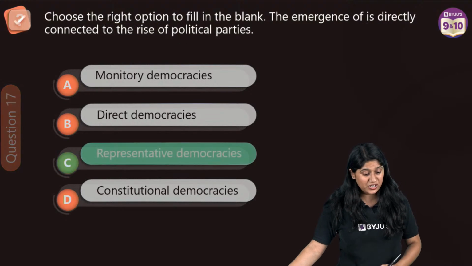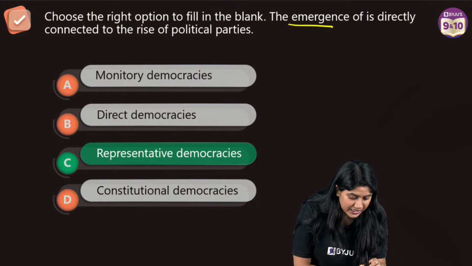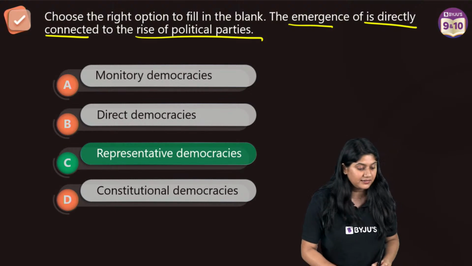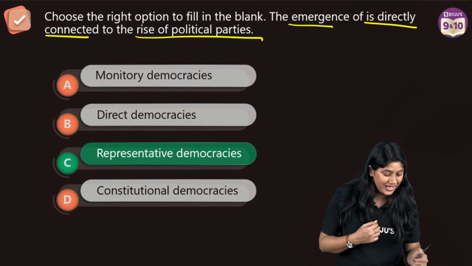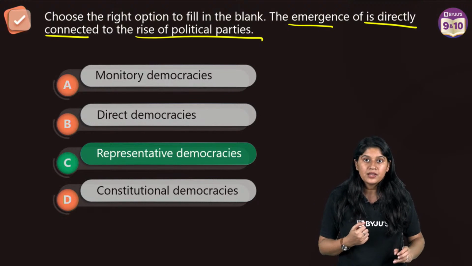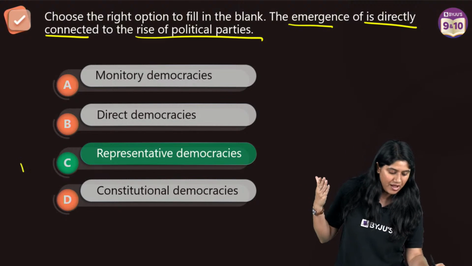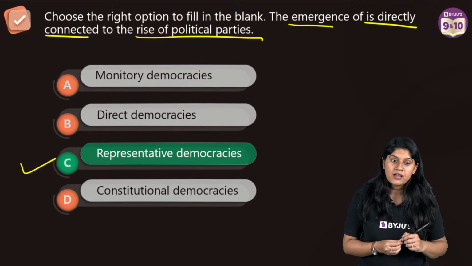Yes, I can see now the correct answer, everyone. The correct answer over here is representative democracy. The emergence of representative democracy is directly connected to the rise of political parties, where of course we have the representatives, right? And they are actually representing us. So what we have is representative democracy. Are we clear? Yes? Are we clear?